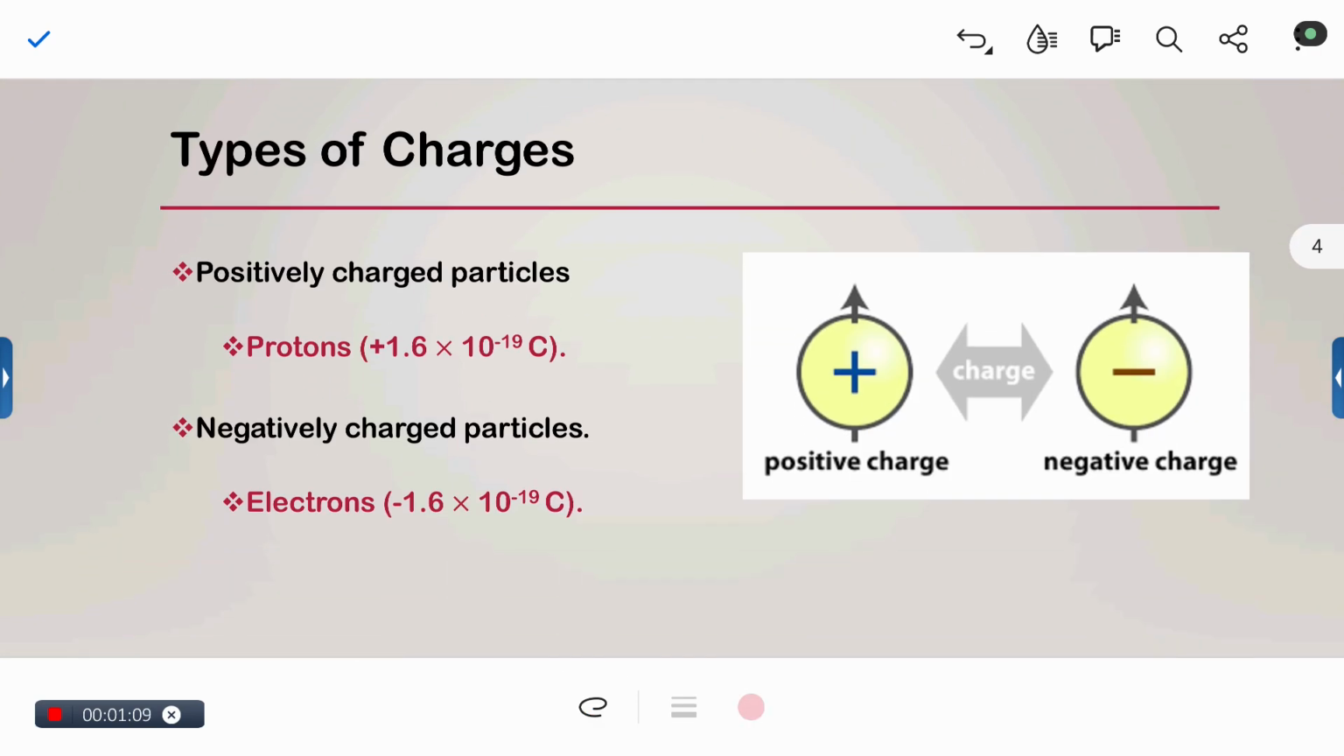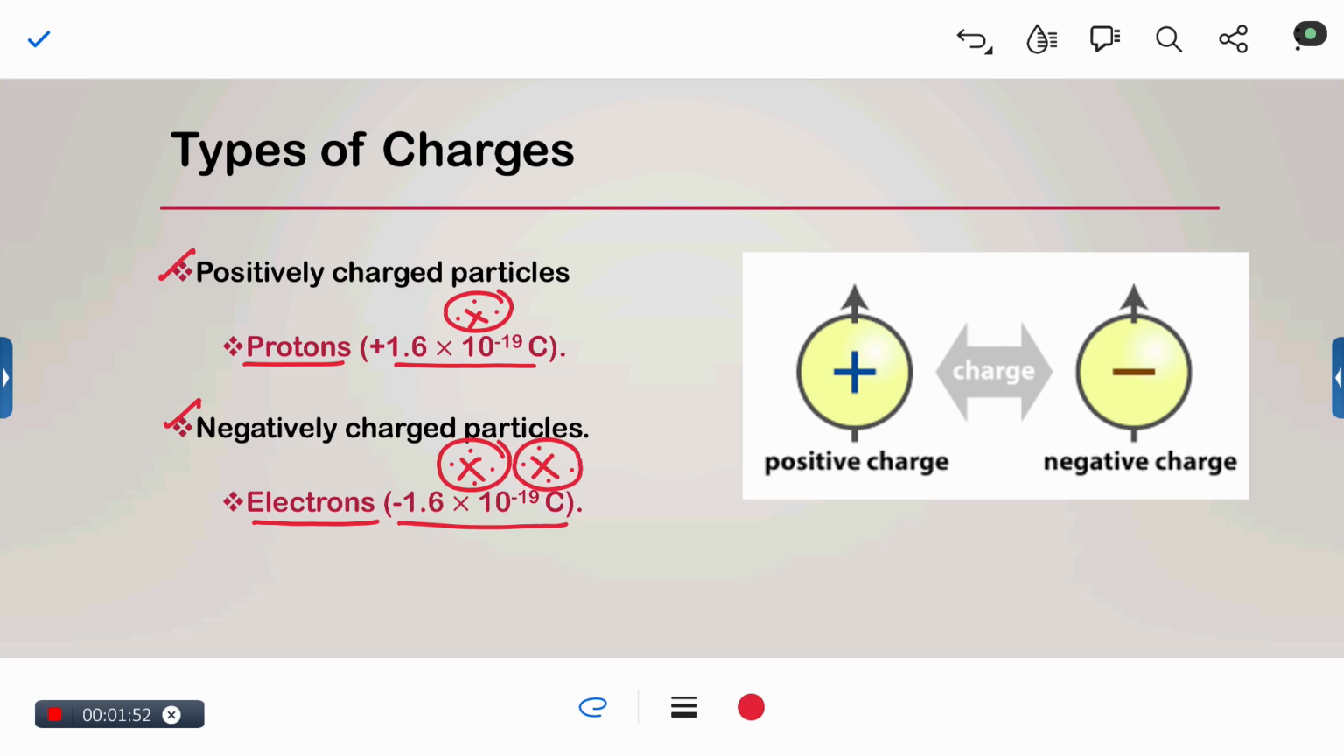Based upon the charges, we are going to divide the charges into two categories. One is called the positively charged particle and another is called the negatively charged particle. The positively charged particle is called the proton and the negatively charged particle is called the electron. The magnitude of a proton is 1.6 into 10 to the power of minus 19, and the magnitude of an electron is minus 1.6 into 10 to the power of minus 19 coulomb. These two values we need to remember.